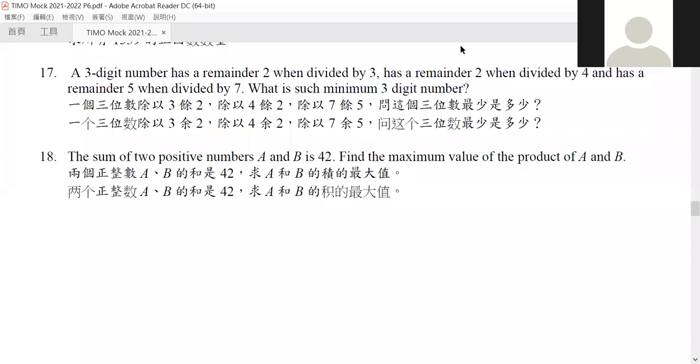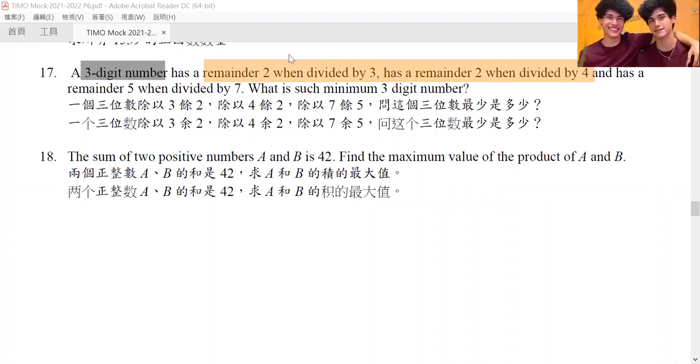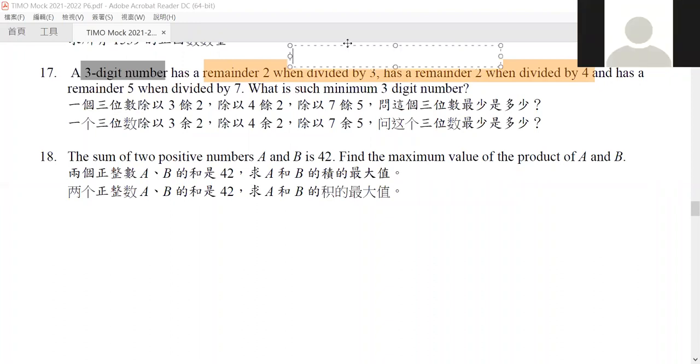Now, this is a three-digit number, not just 12. First of all, we want to combine the first two conditions. Can you find a number such that when it's divided by 3 the remainder is 2 and when divided by 4 the remainder is 2? Do not consider the last condition first. The easiest number that satisfies these two conditions is 2.